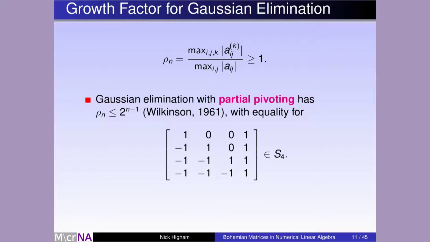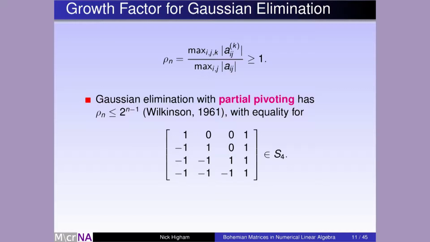It's called the growth factor, and it's defined as the maximum number that you start with on the bottom, and on the top you've got the maximum number that appears at any stage of the elimination. So there are n stages. A superscript 1 is the original, A superscript n is the final upper triangular matrix, and so this is a quantity that's clearly at least 1, and Wilkinson was able to show that rho n is a very important quantity in determining the stability of elimination.